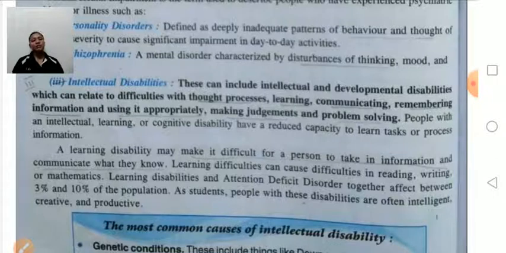Intellectual disability is related to IQ levels. His IQ level is not developed properly. It is an intellectual and developmental disability. Therefore, he faces difficulty in thought process, learning, communication and remembering. He is not able to remember and use it appropriately, not able to make proper judgments, not able to solve problems, etc. These are the types of disability.